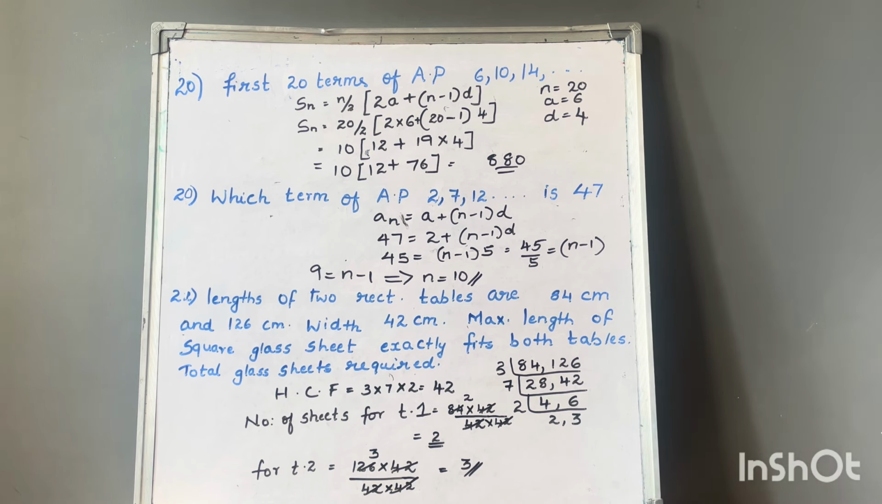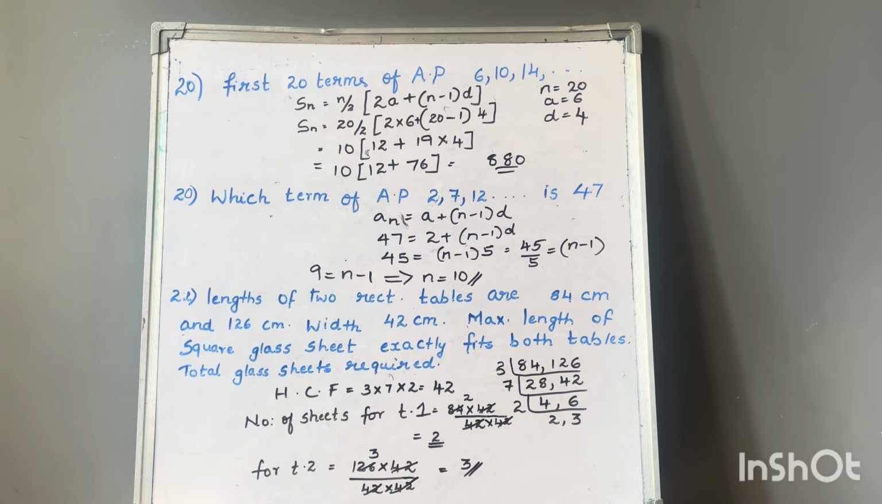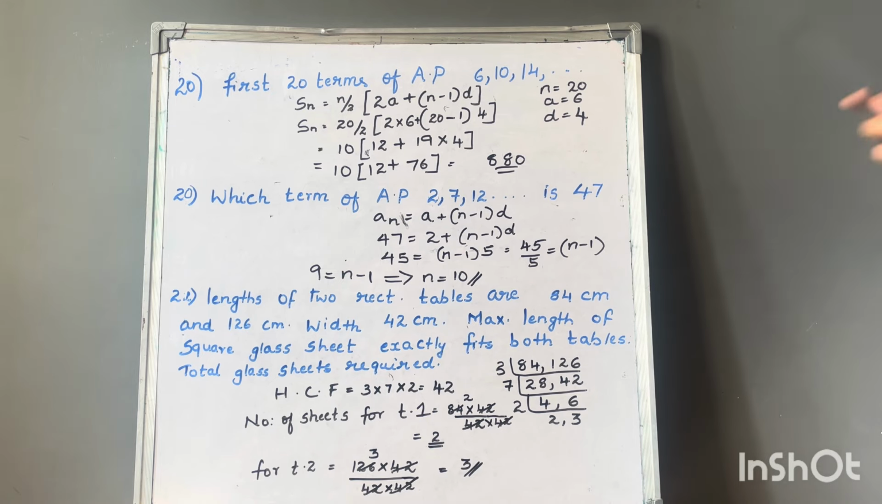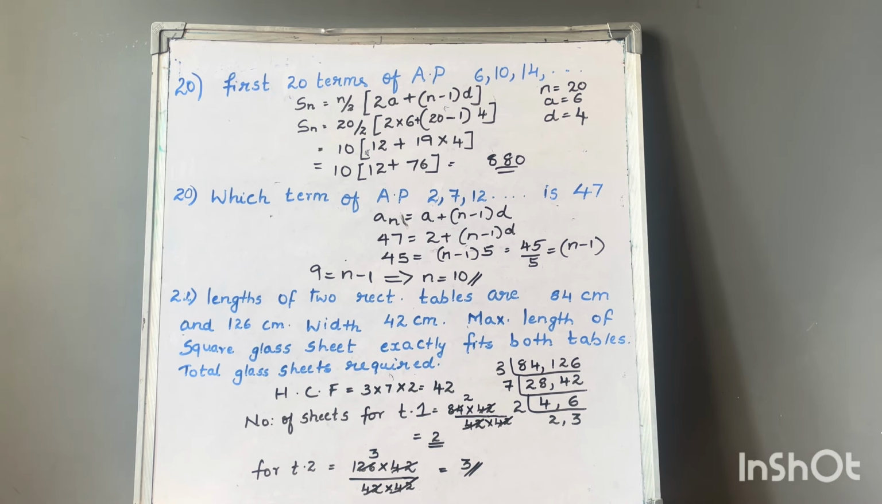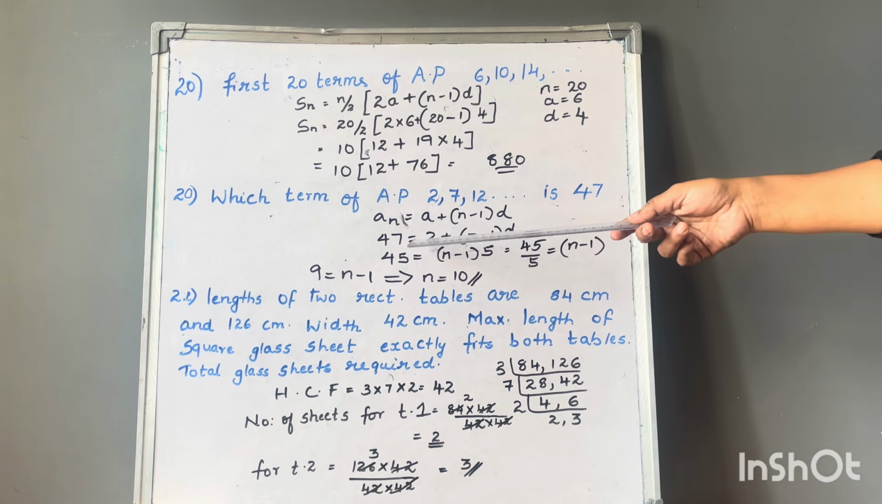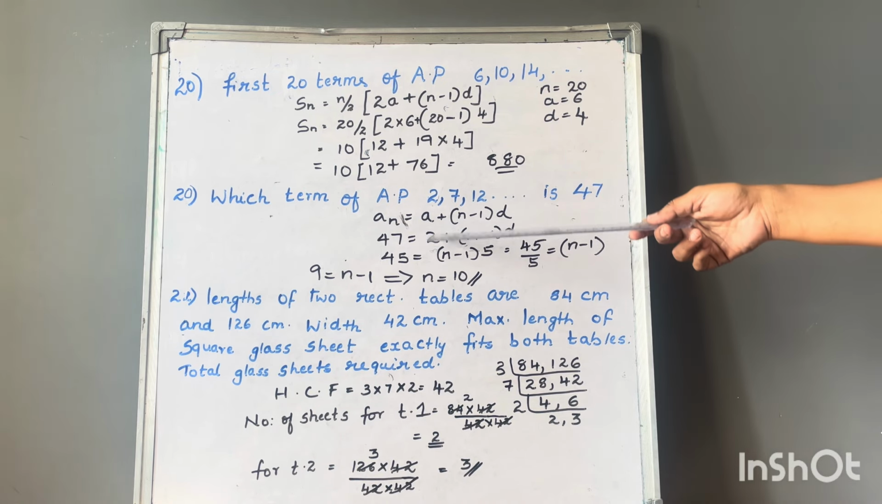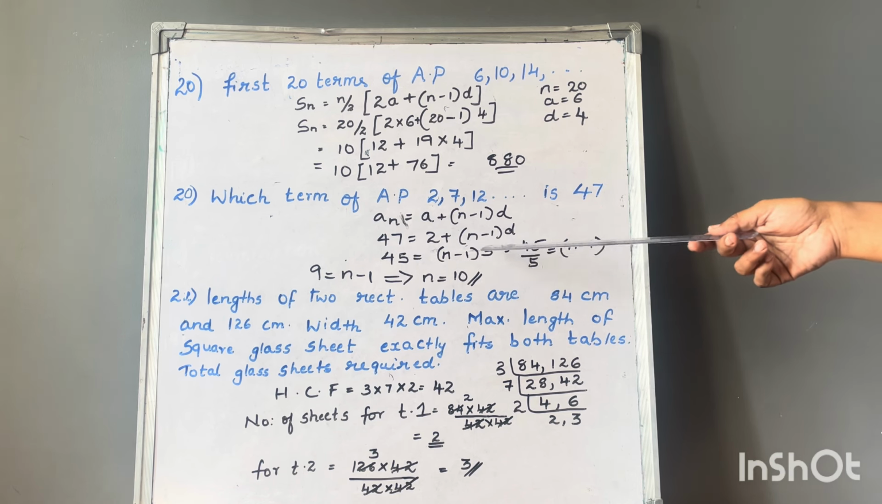n is the number of terms. So the nth term formula we have to use here. So an is equal to a plus n minus 1 into d, where a is the first term, n is the number of terms, d is the common difference, and an is the nth term. So here the nth term they have given as 47. So we substitute values. 47 is equal to 2 plus n minus 1 into d. So 2 taking to this side, 45 is equal to n minus 1 into d.